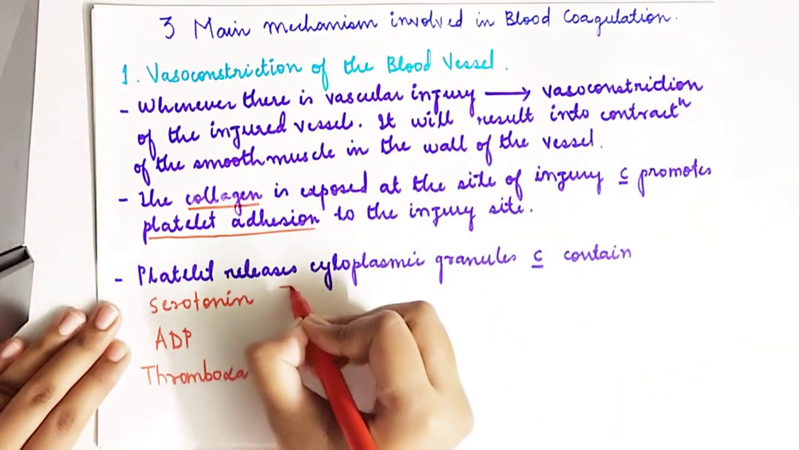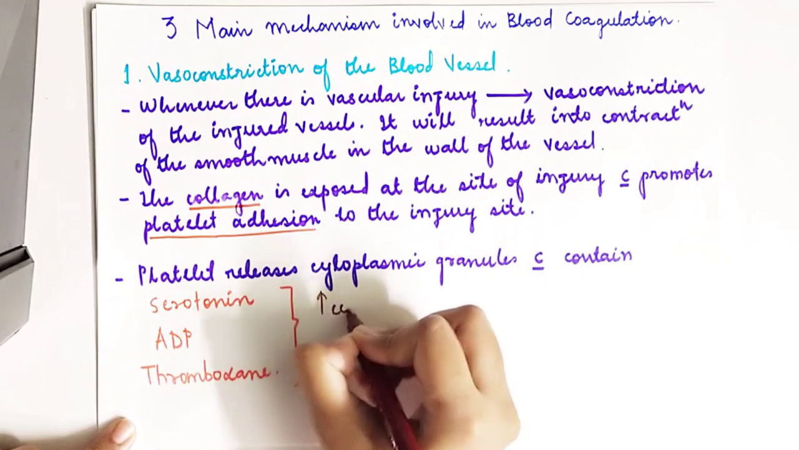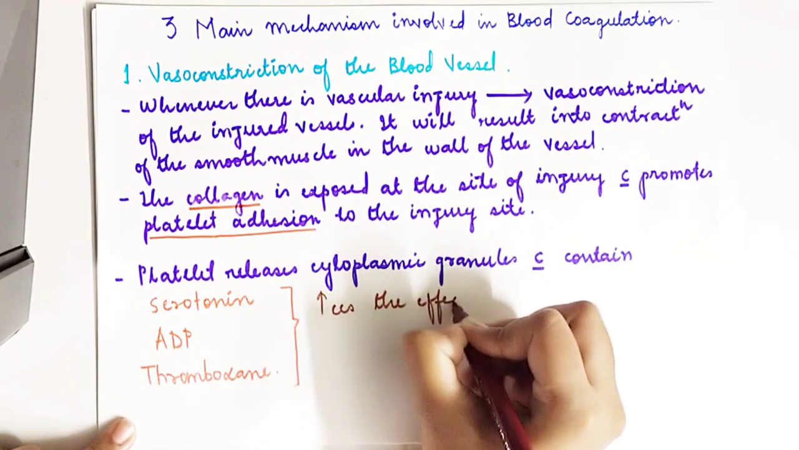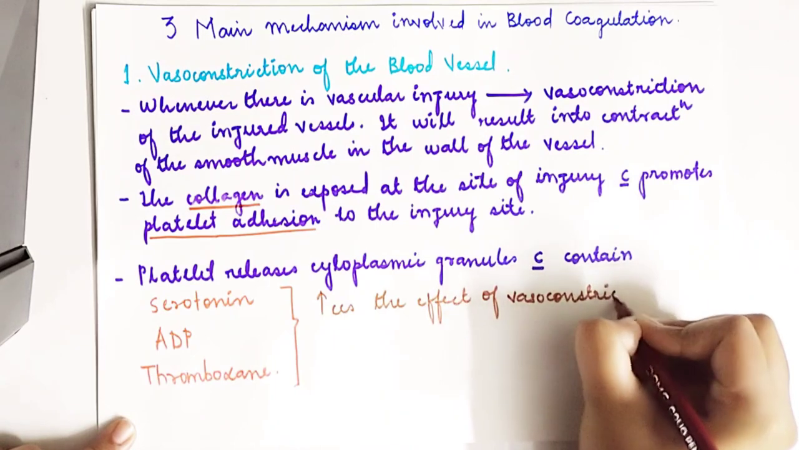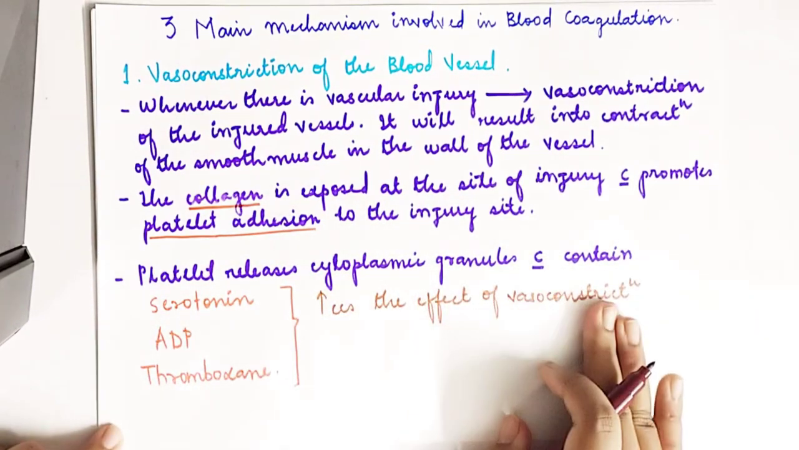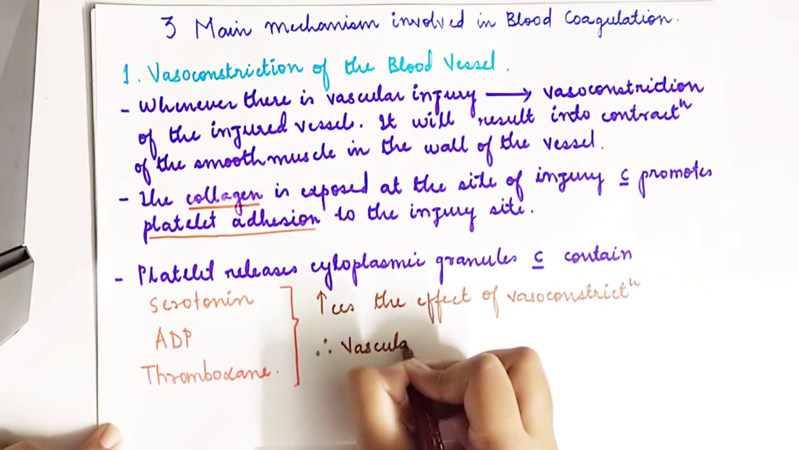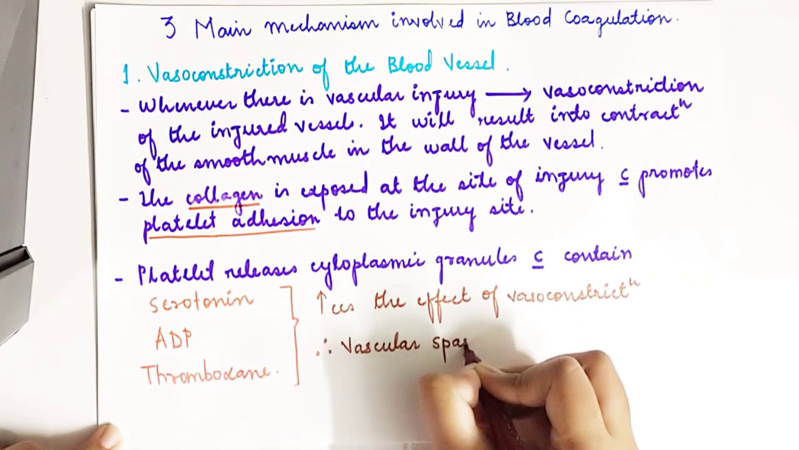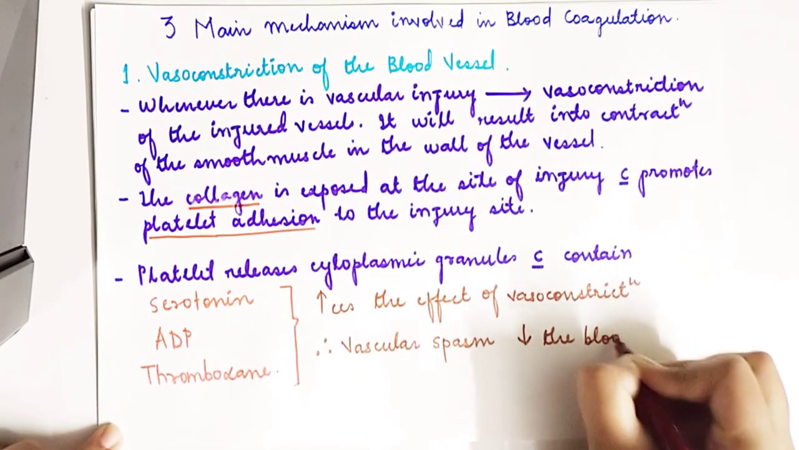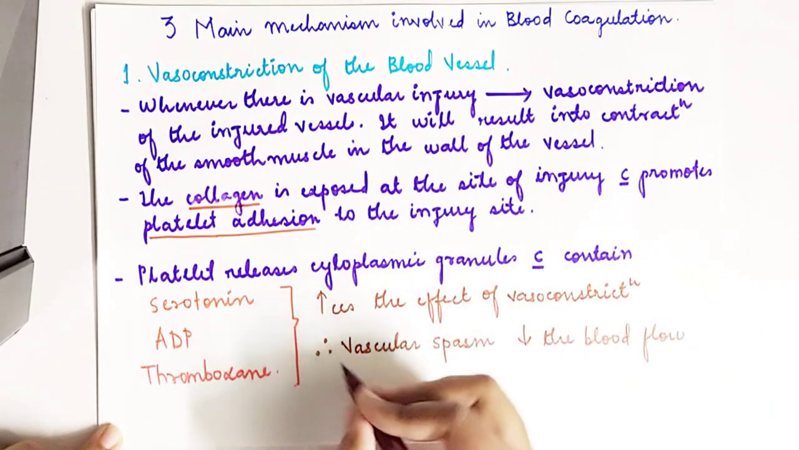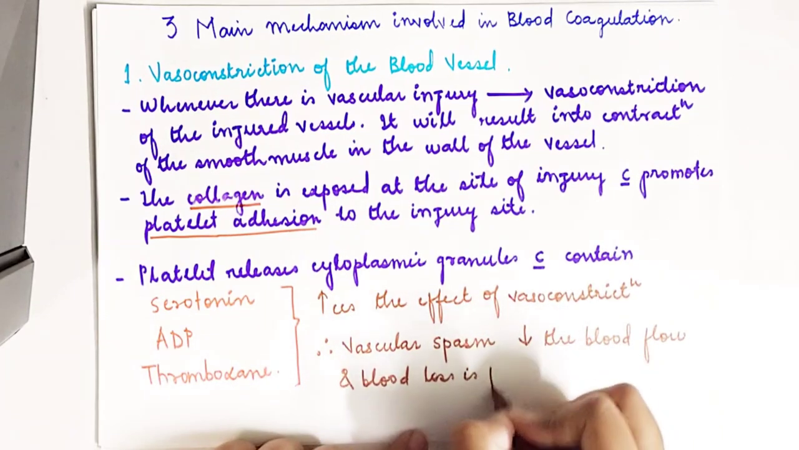Now all these cytoplasmic granule contents will increase the effect of vasoconstriction. Therefore, the vascular spasm will reduce the blood flow and blood loss is prevented.